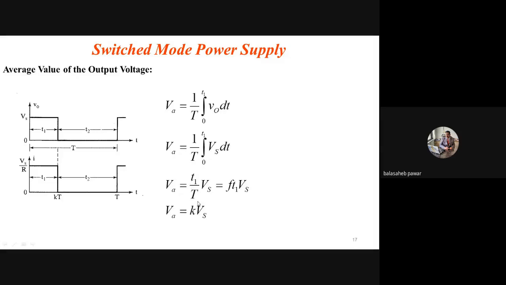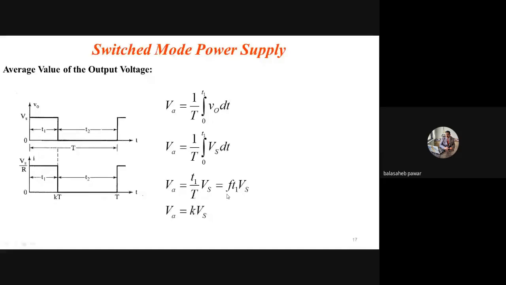So you can replace this 1 by capital T as F, as the frequency is nothing but the reciprocal of the time period, right? Now that one cycle, that is capital T. So I can write the same formula as F times T1 into Vs. Got it? That capital T is nothing but 1 by F, and hence 1 by T is nothing but F.